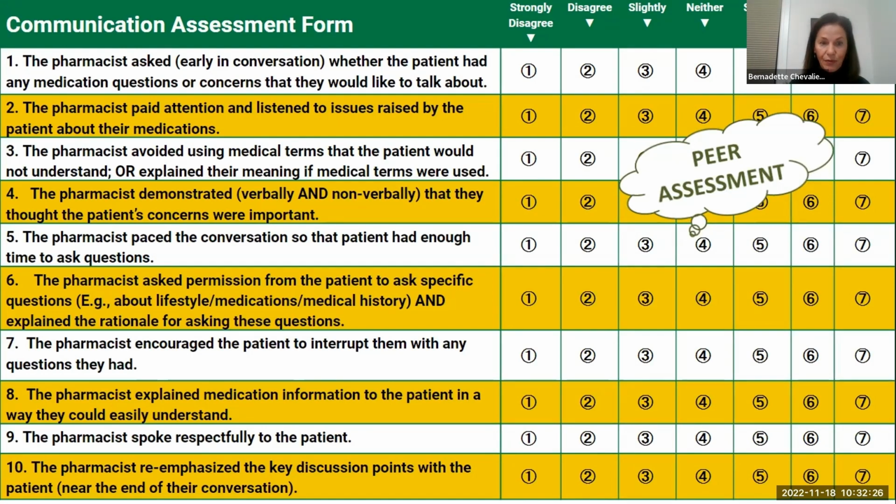is the pharmacist re-emphasized the key discussion points with the patient near the end of the conversation. So this is related to discourse management and interpretability. So the pharmacist effectively organizes the wrap up of the conversation and also makes sure that the patient understanding has taken place.